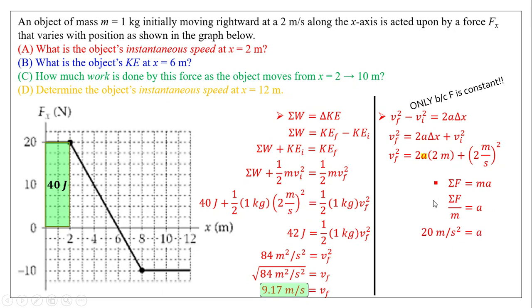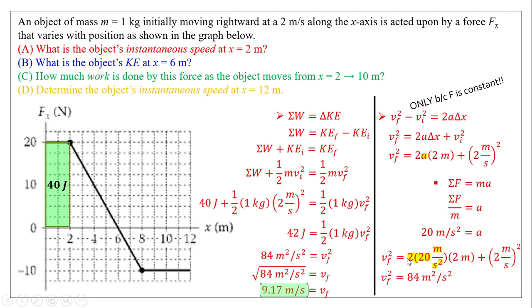Now that I know A, I can plug it back into A that's highlighted in yellow here. So I'm just going to carry this function down. VF squared equals 2, carry down, A is substituted out for 20, and then 2 meters here, which is the distance that the force is applied for. And then 2 squared gets carried down.